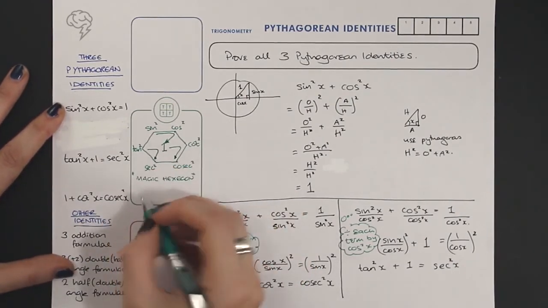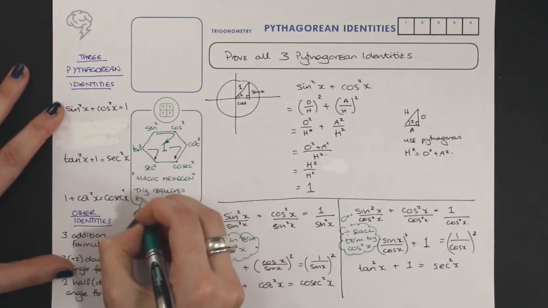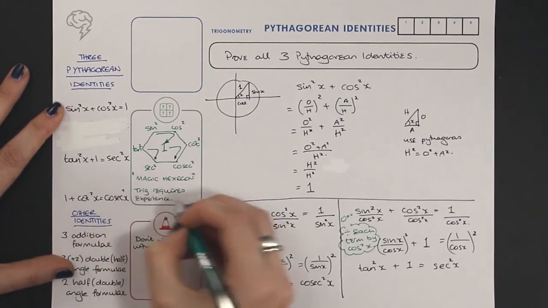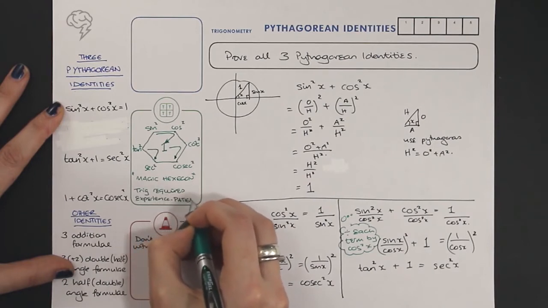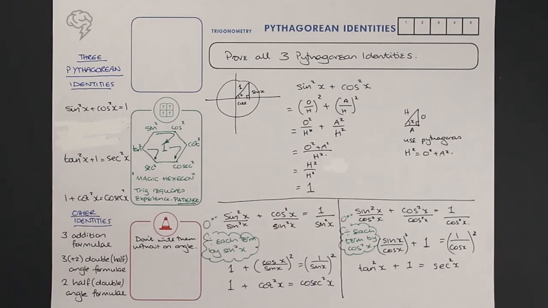The other thing I want to point out is that trig requires experience. Okay, you are not going to be good at this straight away. You need patience. Okay, don't freak out and don't think you're rubbish at it. It takes a long time to get good at it. But for now, what we're doing here is just memorising these 3, and I recommend that you use the hexagon.